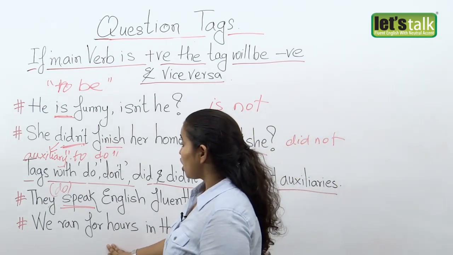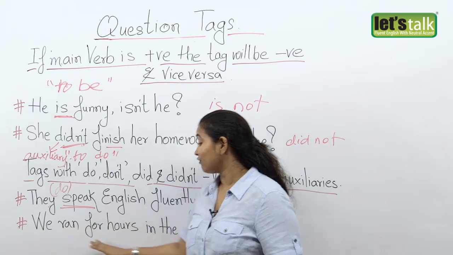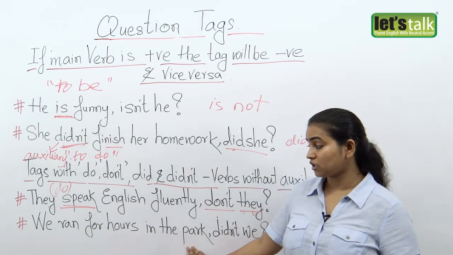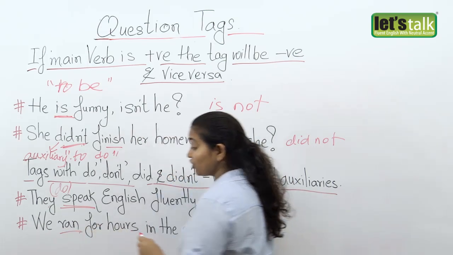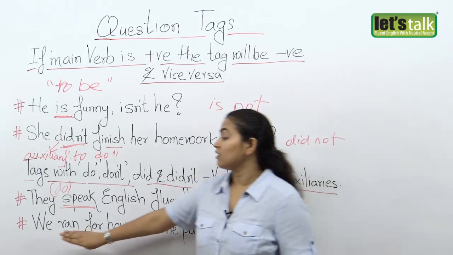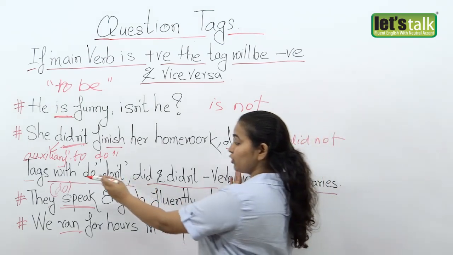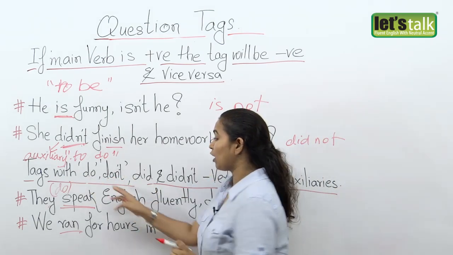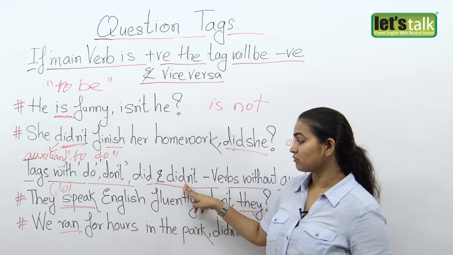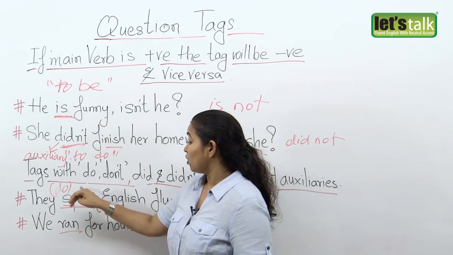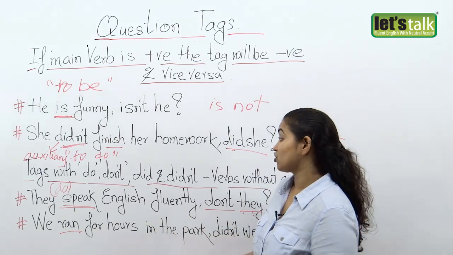Moving on to another sentence without an auxiliary, which says, "we ran for hours in the park." You only have one verb. You don't have an auxiliary. You don't have a verb supporting the "ran." Okay? So what do I use to form the question tag out of the "do," the "don't," the "did," and the "didn't"? Let's have a look. We ran. Is that a past tense? Yes.